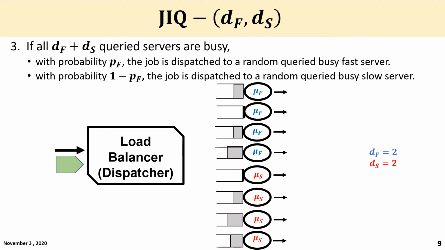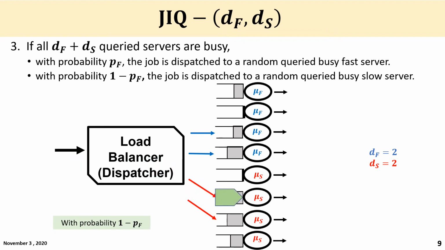Say the randomly selected fast and slow servers are as shown in the figure. We see that all of these servers are busy. Now the dispatcher can either send the job randomly to one of these fast servers, which happens with probability PF, or send the job randomly to one of the slow servers, which happens with probability 1 minus PF.